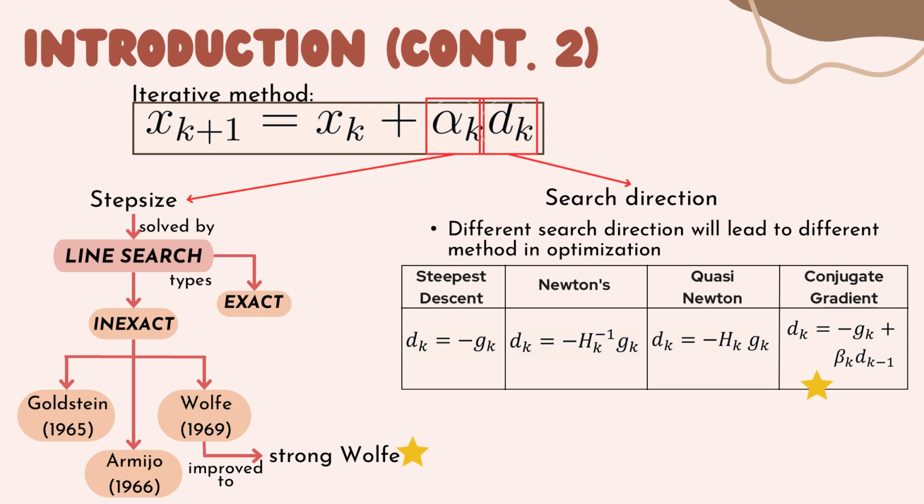The d_k represents the search direction. Different search directions will lead to different methods in optimization. Steepest descent focuses on the negative gradient. Newton's method involves the inverse Hessian matrix. Quasi-Newton, on the other hand, is an improvement of Newton where it involves approximation of the Hessian matrix, while conjugate gradient involves the scalar beta_k.